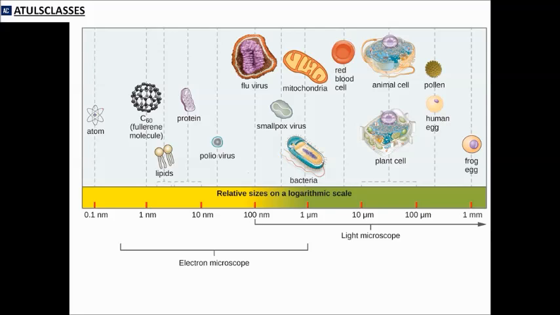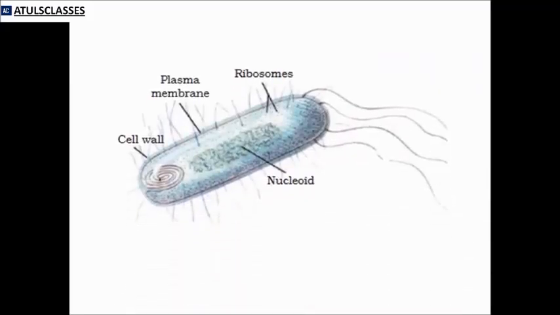So this is a bacterial cell. You can see the structure: the outer cell wall, the plasma membrane, the ribosomes, and the genetic material not enclosed in a membrane, which is called the nucleoid. You will learn the function of ribosomes in the later part of this chapter.